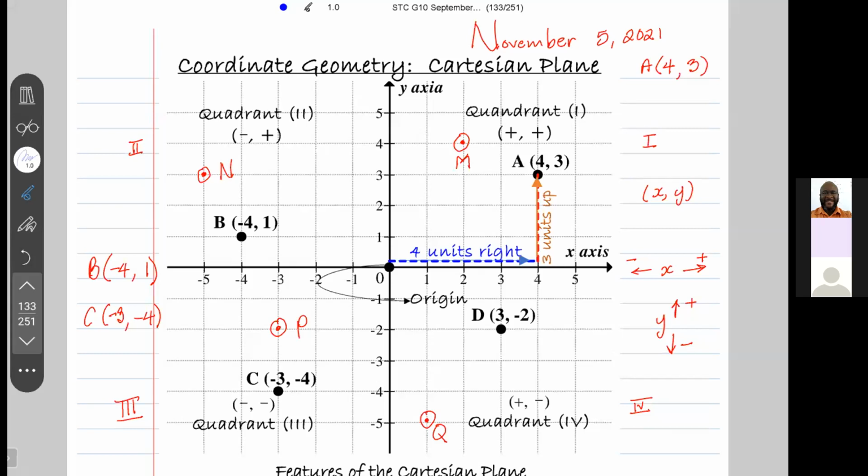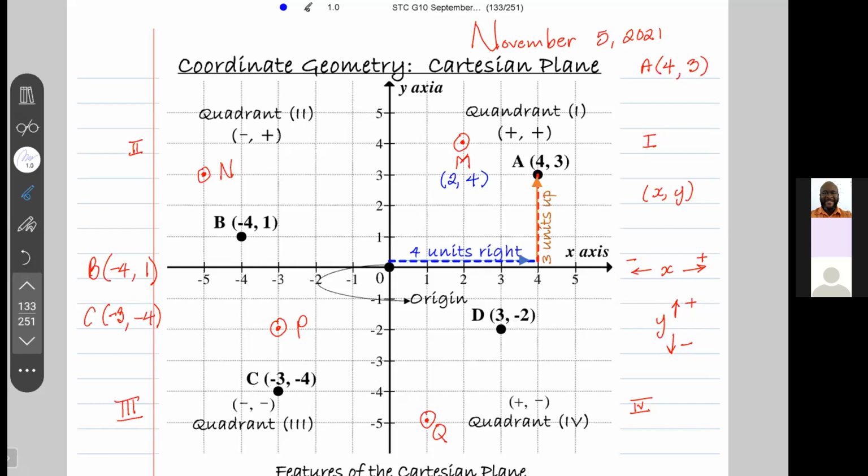All right, so the coordinates of M. To get to M from the origin, I go 2 units to the right and 4 units up. So M is the point (2, 4). The first coordinate is the x coordinate, and it tells you if you're going to the left or to the right. If you're going to the right, it is positive. If you're going to the left, it is negative. The second coordinate is the y coordinate, and it tells you if you're going up or down. If you're going up, it's positive. If you're going down, it is negative.